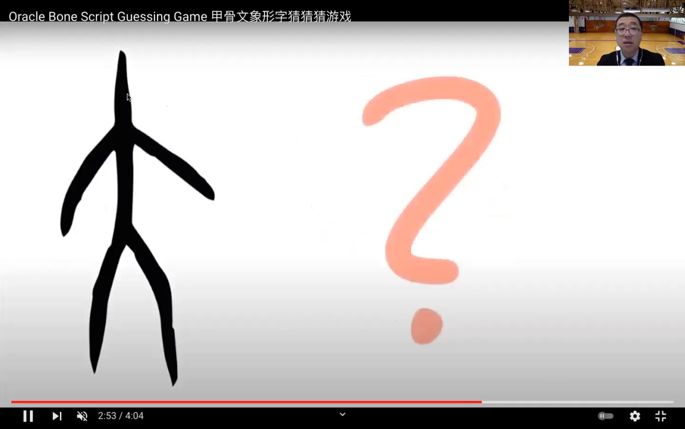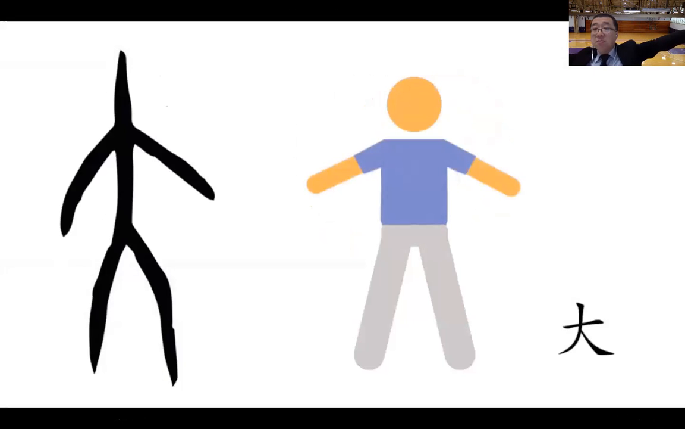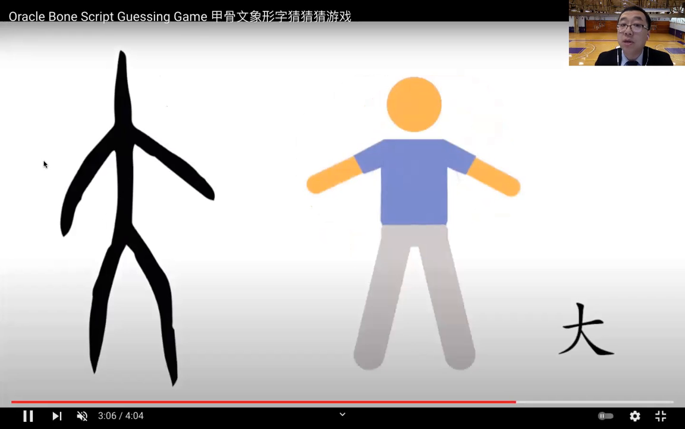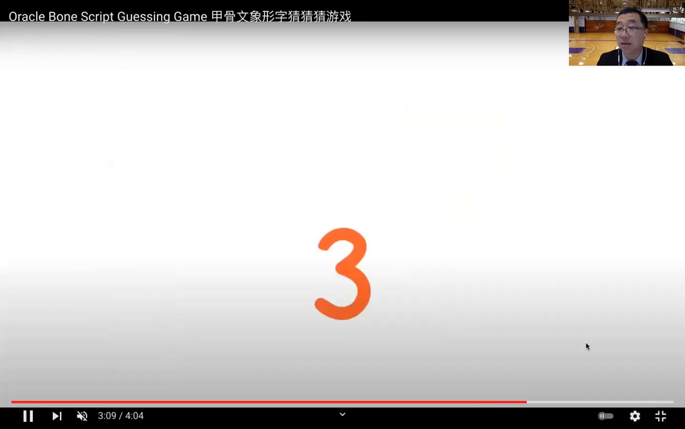Look, it looks like a person. But specifically, this person is stretching his limbs. What is he doing? He's saying that, okay, I'm big and strong. Now, this character means 大. It means big.